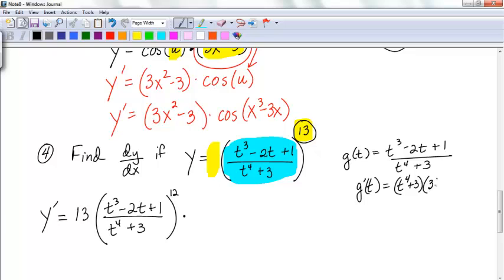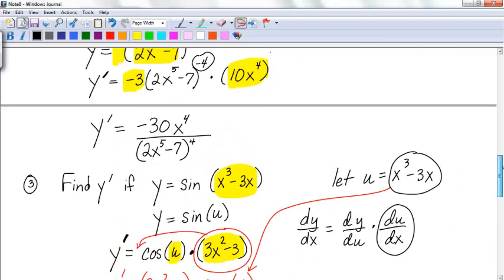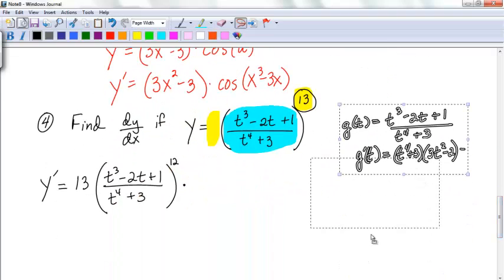(3t squared minus 2), and then minus, leave the numerator the same. I'm running out of room. I'm going to bring this down. Whoops, bring it down.